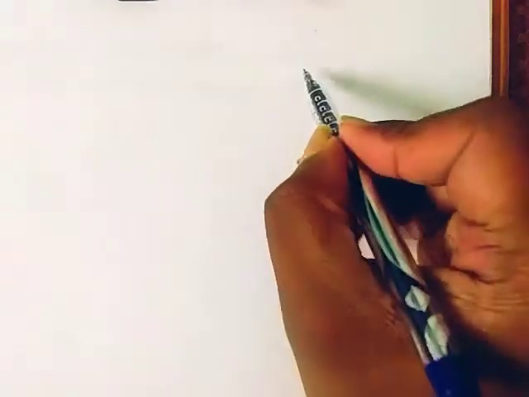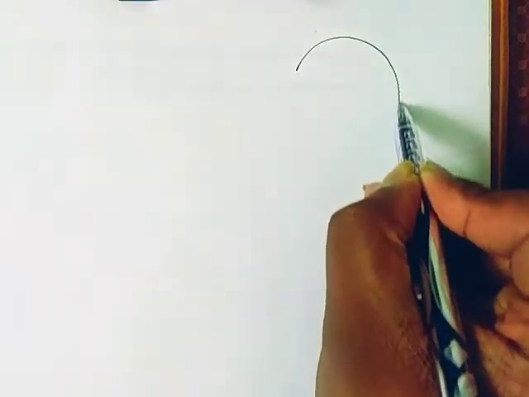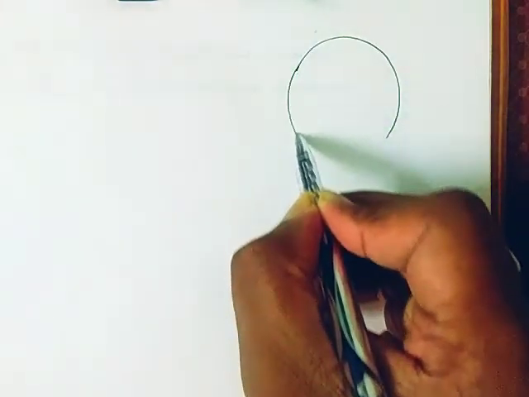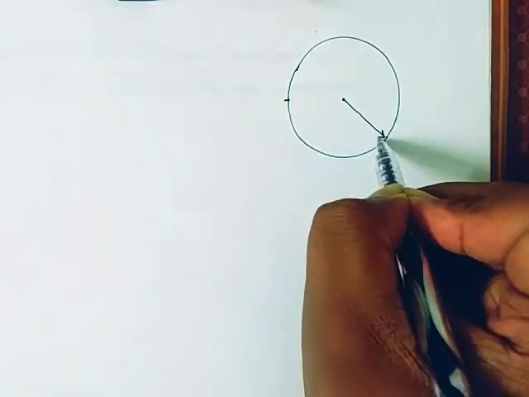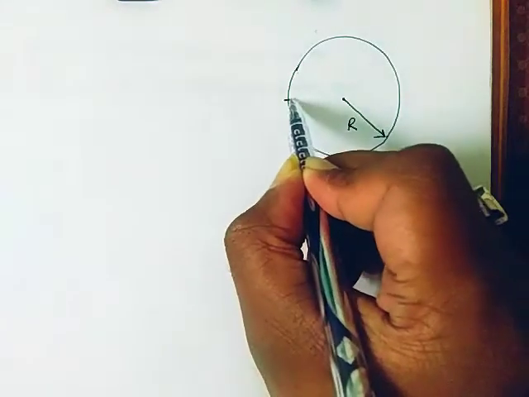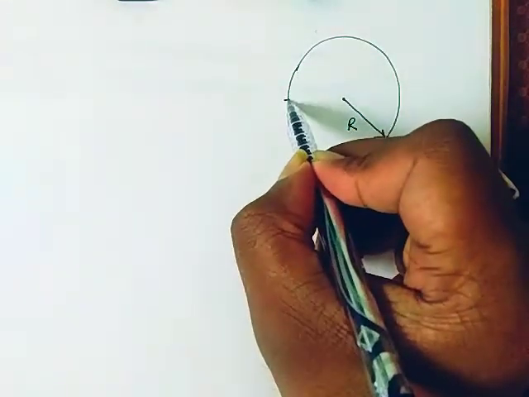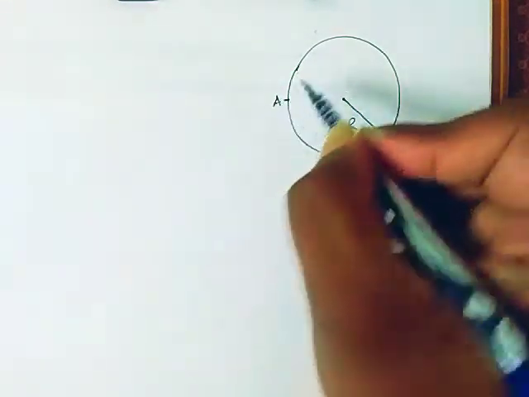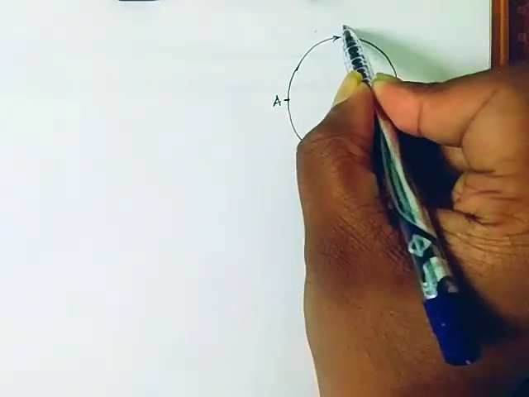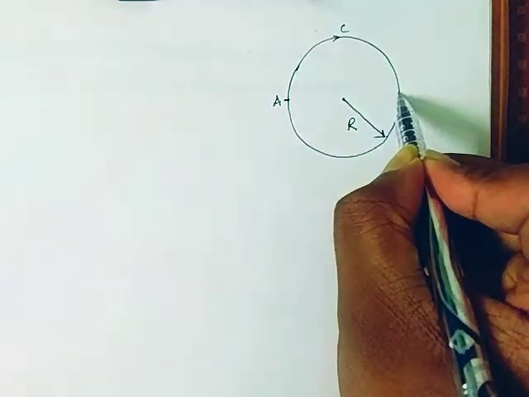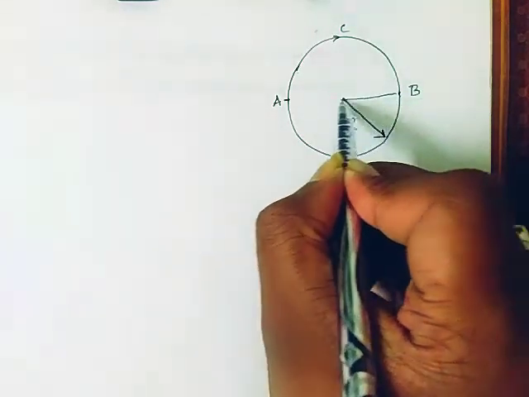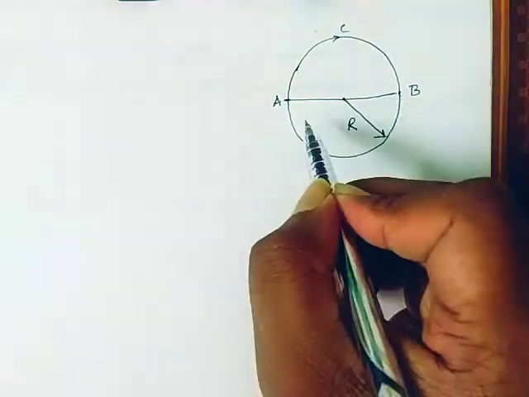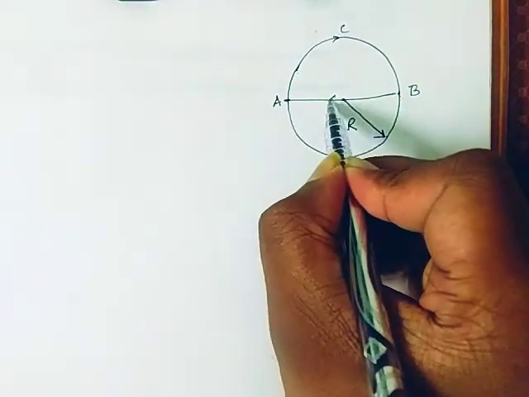Now let us consider a circular track, a circular track of radius capital R, say. So at first it moves from A to C, then comes to B, diametrically opposite point, then follows this path, that is the diameter from B to A. So this is the path.